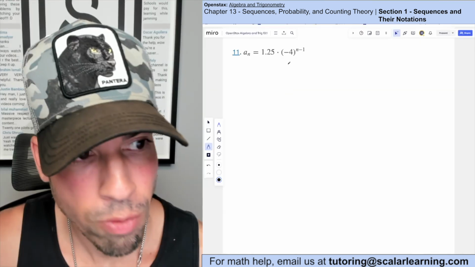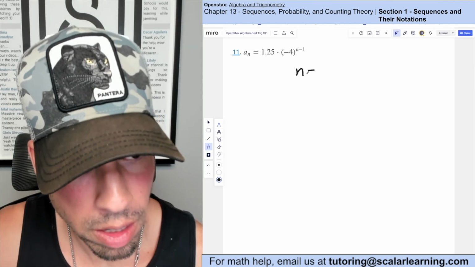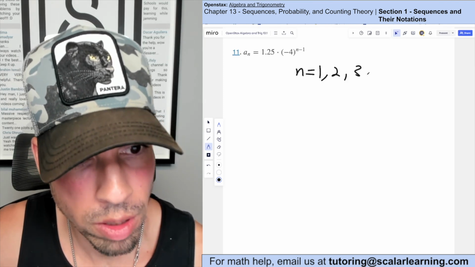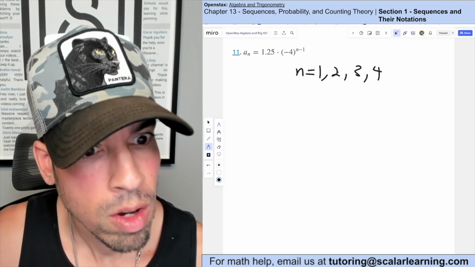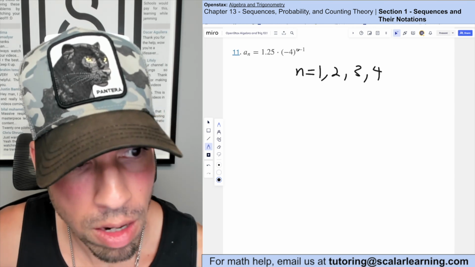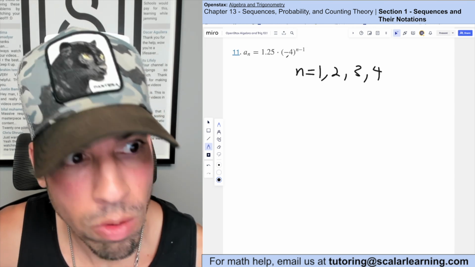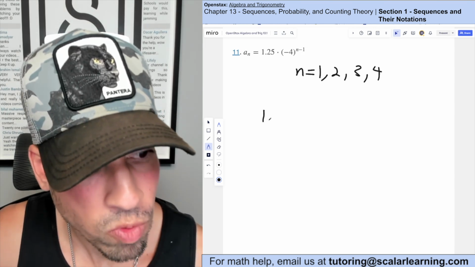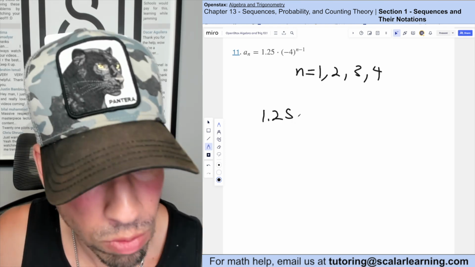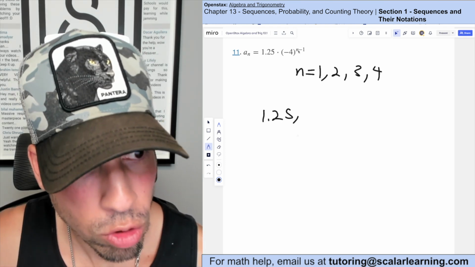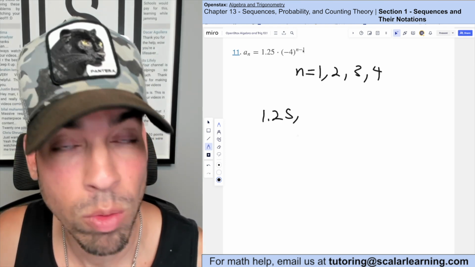Done. To get the first 4 terms, we're going to plug in 1, 2, 3, and 4 for n. When I plug in 1, it's 1 minus 1, which is 0. Anything to the 0th power is 1. So that first term is going to be 1.25. Next, we're going to plug in 2. 2 minus 1 is 1. Negative 4 to the 1 is negative 4.